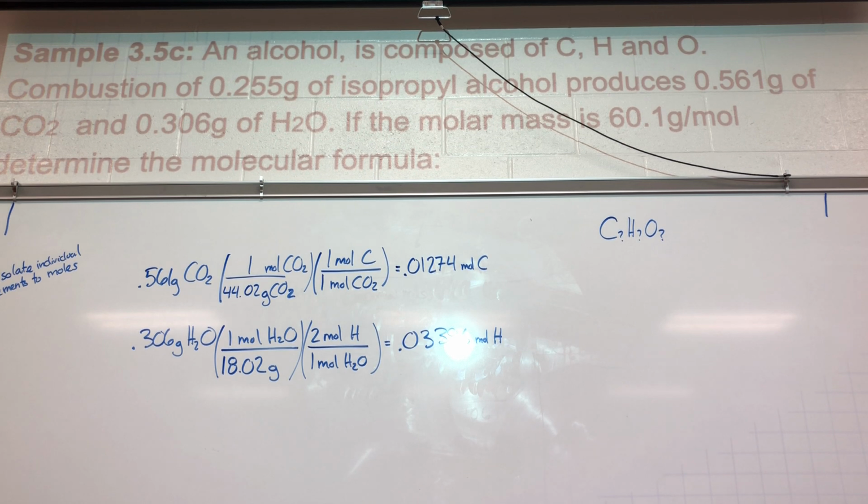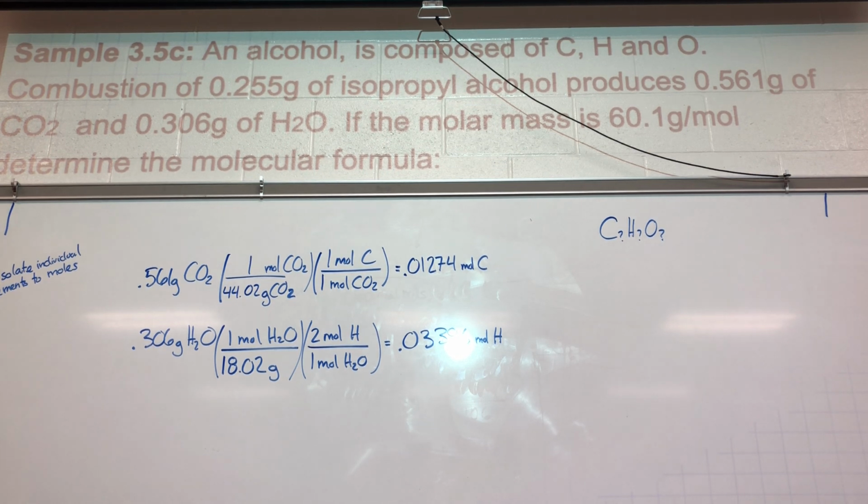Now, we need to isolate, what do we have left? Oxygen. The tricky thing with oxygen is it's in both places, right? So we also have some information in the beginning of we know the total mass of our sample, right? 0.255 grams is how much it is altogether.